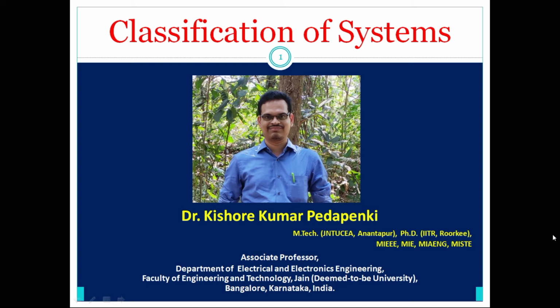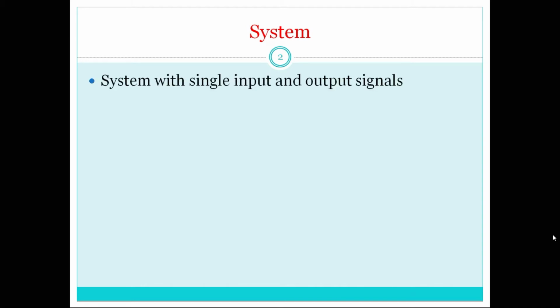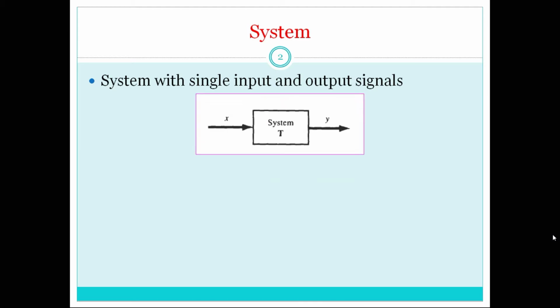Hi friends, in this video I want to discuss the classification of systems. First we will see different types of systems and then we will go ahead with the classification of systems. Actually, based on the number of inputs and number of outputs, there are two classifications. One is a system with single input and single output signals. Here this is a system and it has only one input x and one output y. So this is called a single input single output system.